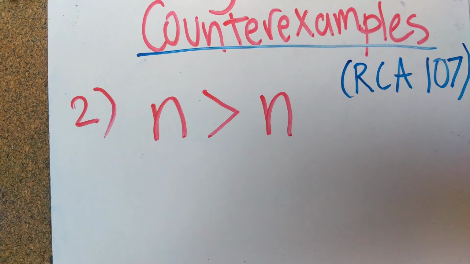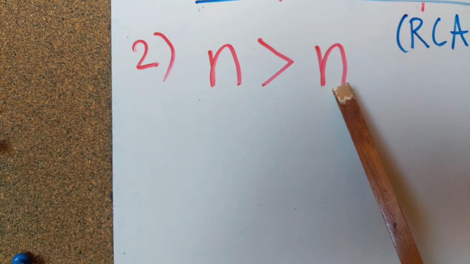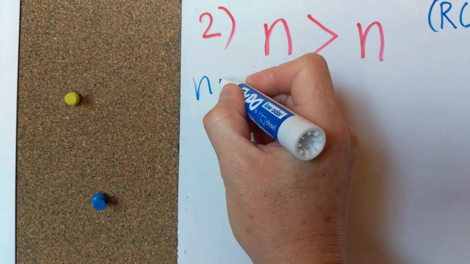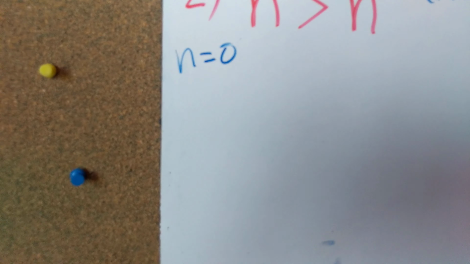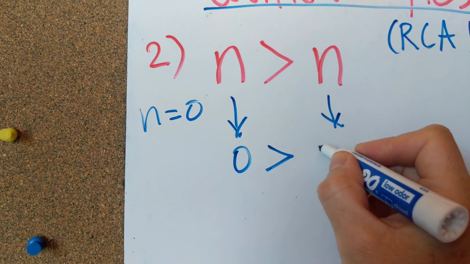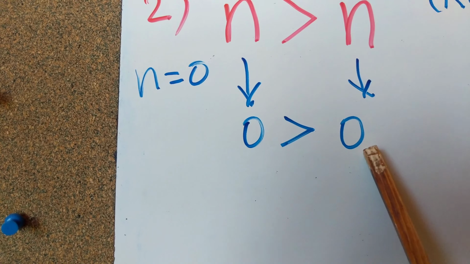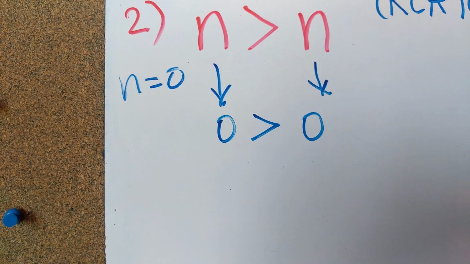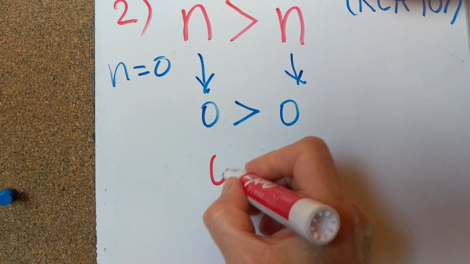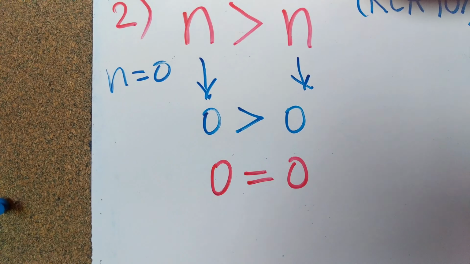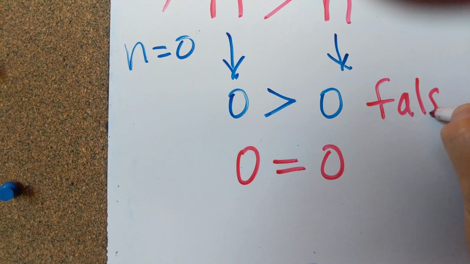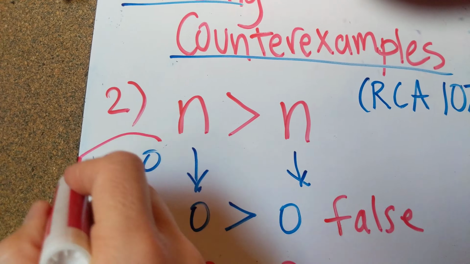Let's look at this example. n is greater than n. Alright, so you have to assign a number to n, whatever you want. Let's say n is equal to 0. So let's substitute. You're going to have 0 is greater than 0. Does that make sense? Is 0 greater than itself? No. In reality, 0 is equal to 0. So this statement, 0 is greater than 0, is false. Therefore, you have your counterexample.